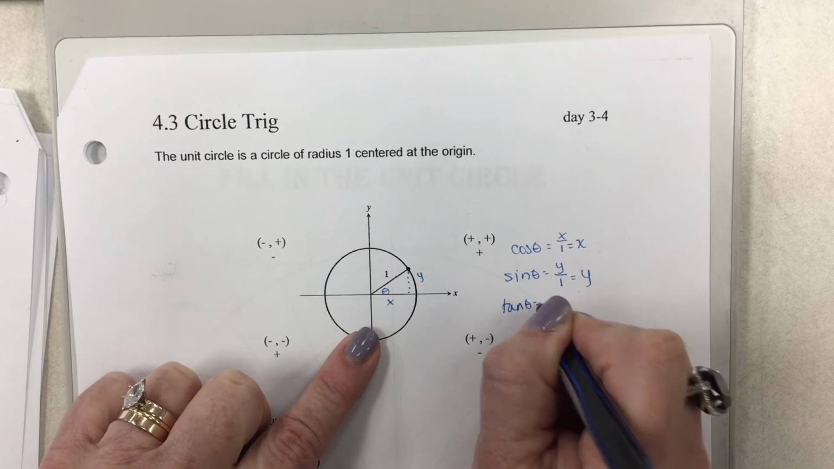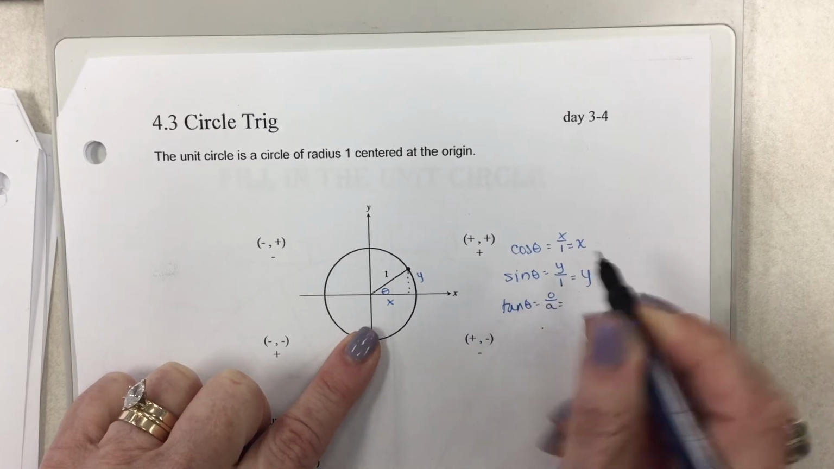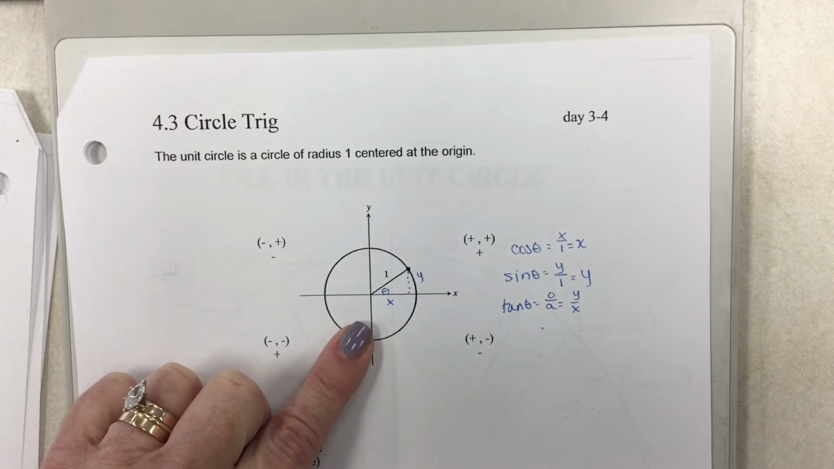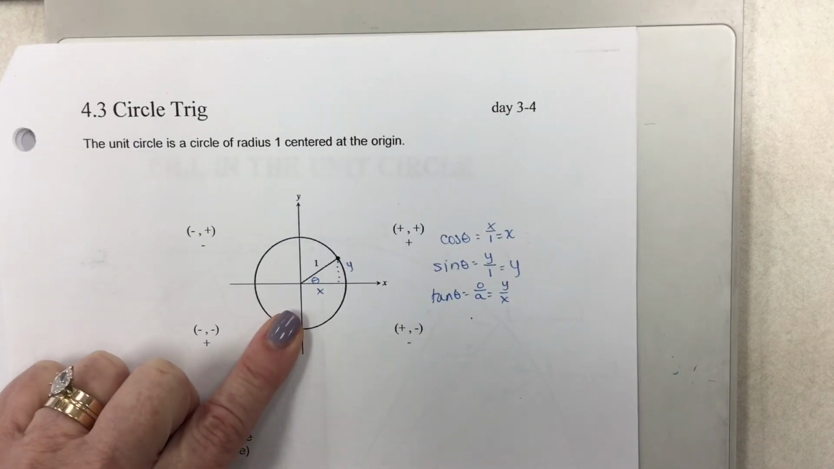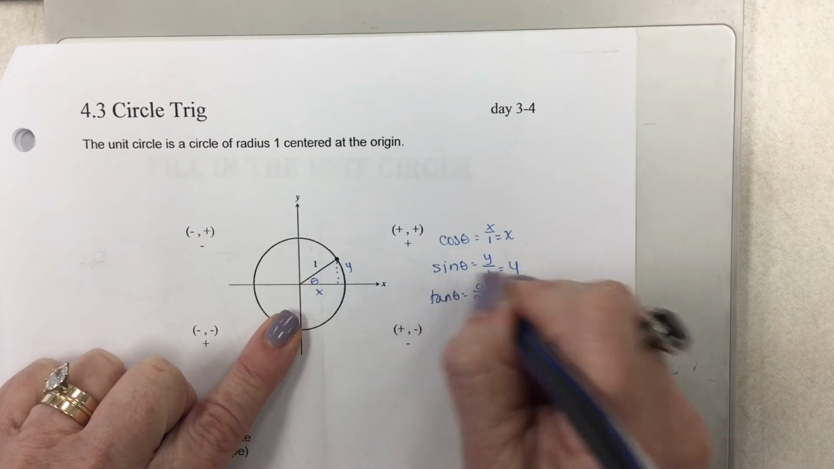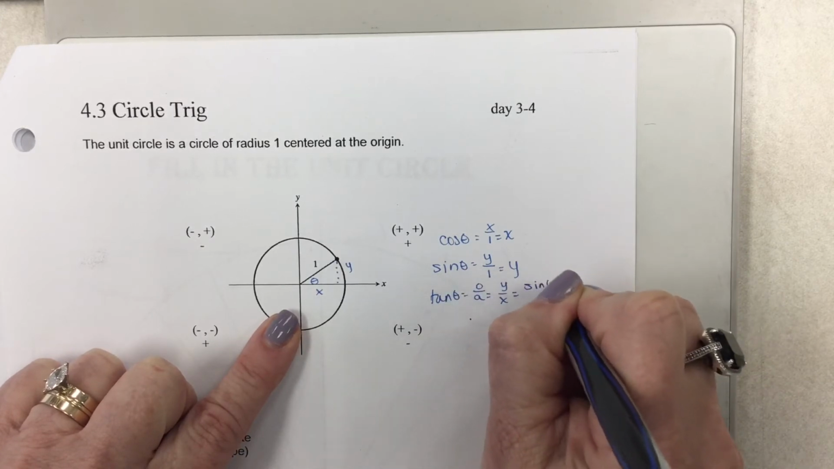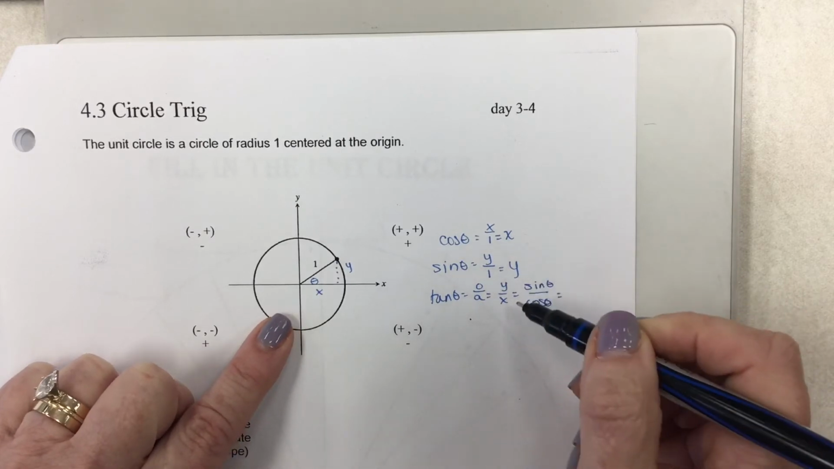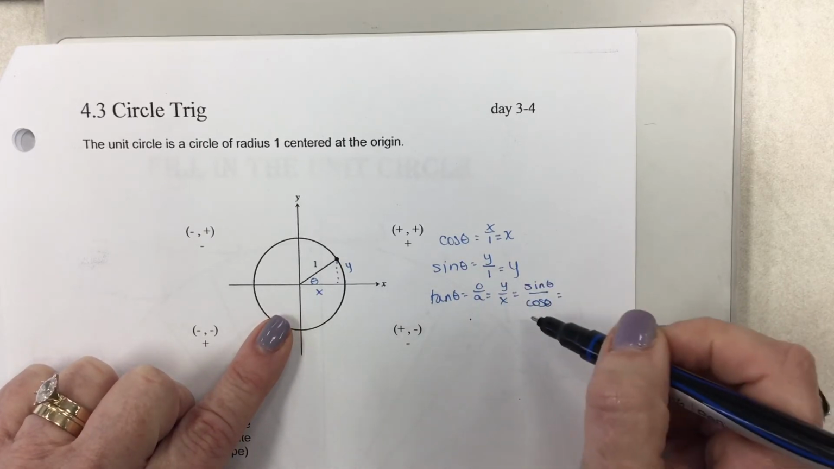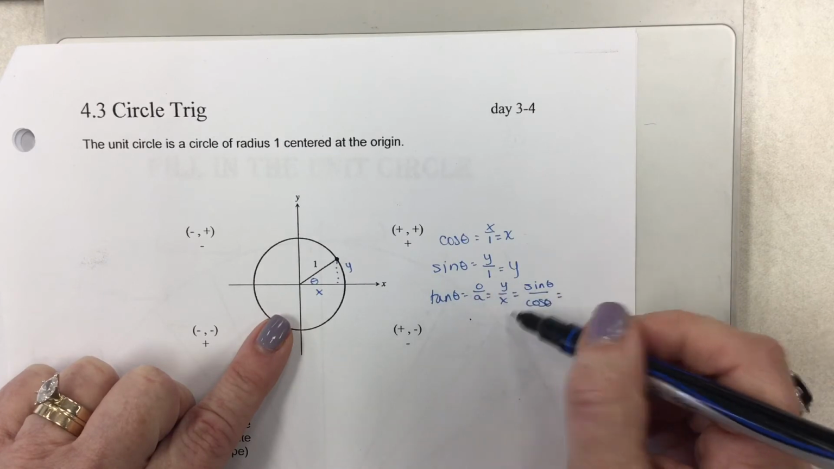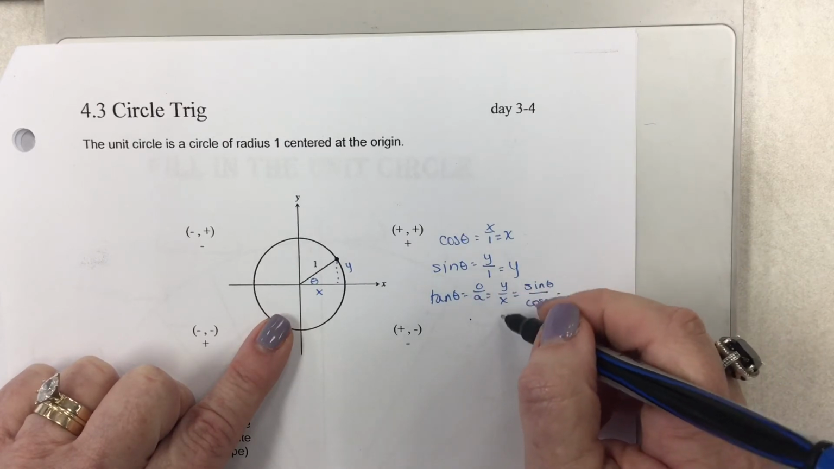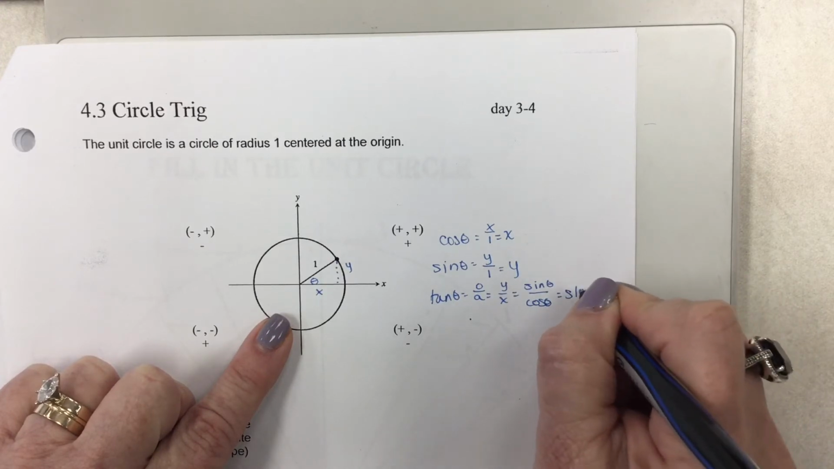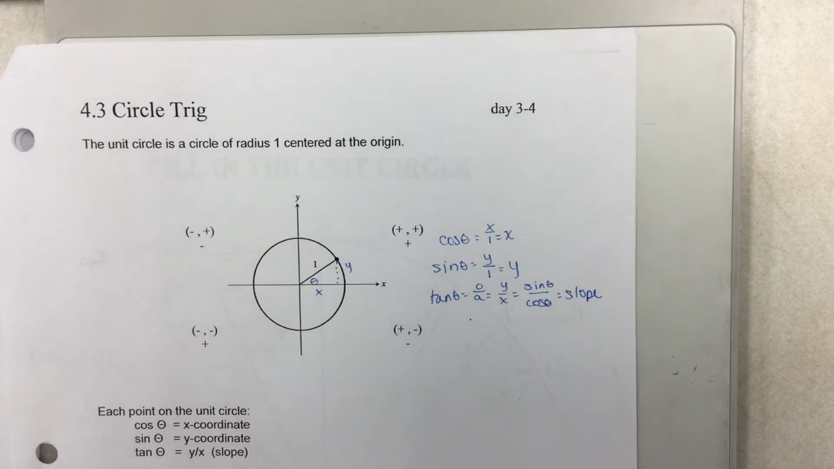Tangent theta is opposite over adjacent, which is y over x. Substituting in, y is sine and x is cosine. And putting it like this, if tangent is y over x, that means it's my change in y over my change in x. Therefore, we have found that my tangent is nothing more than slope.